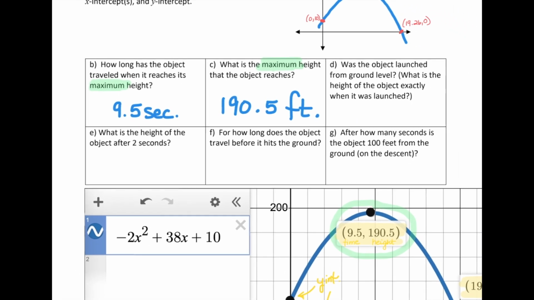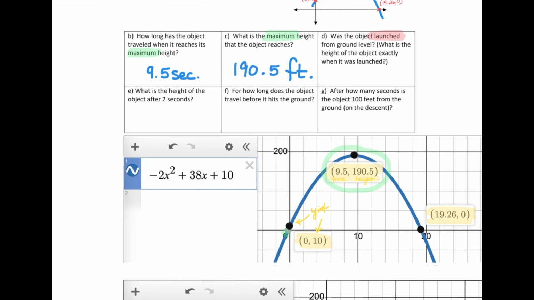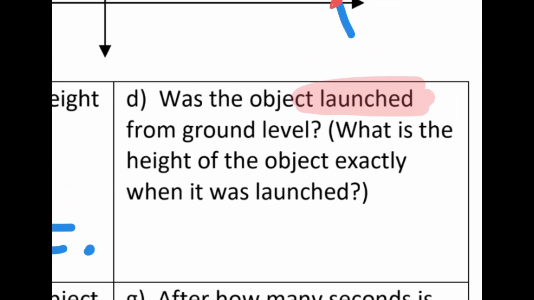Now the next question asks you if the object was launched from ground level. Well, launched means when it starts its motion. So here, let me switch colors. The idea of it being launched, or when it starts, is going to be when time is 0. And time is 0 at the y-axis. So that's this point, this y-intercept. And it asks if it was launched from ground level. And if you think about this, ground level is when the height equals 0.